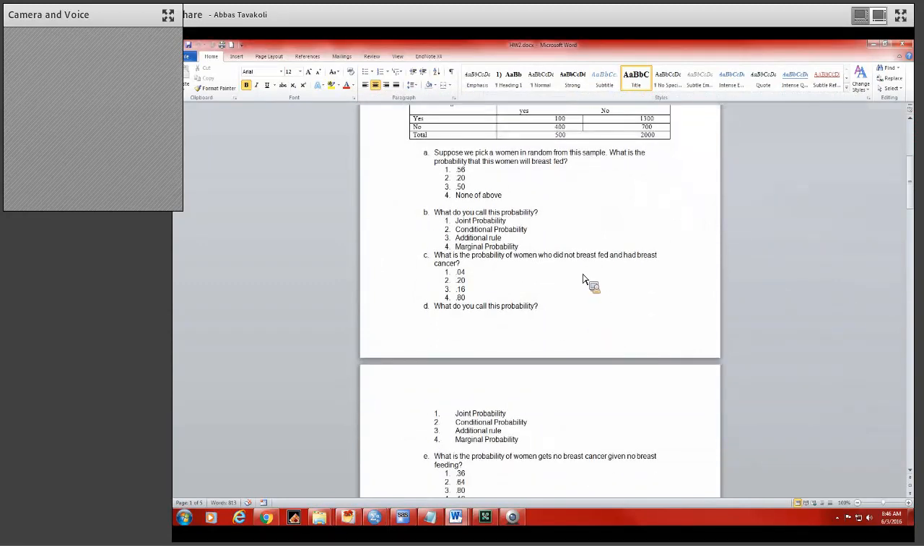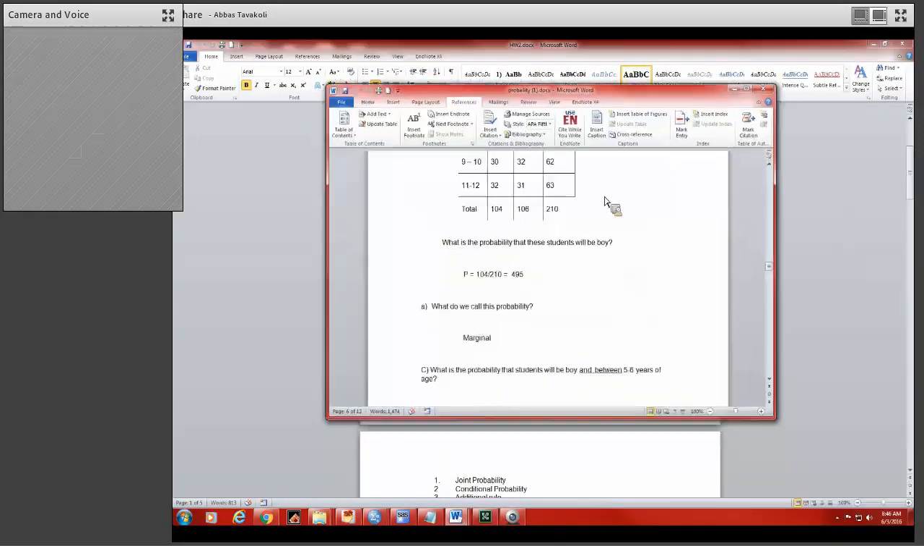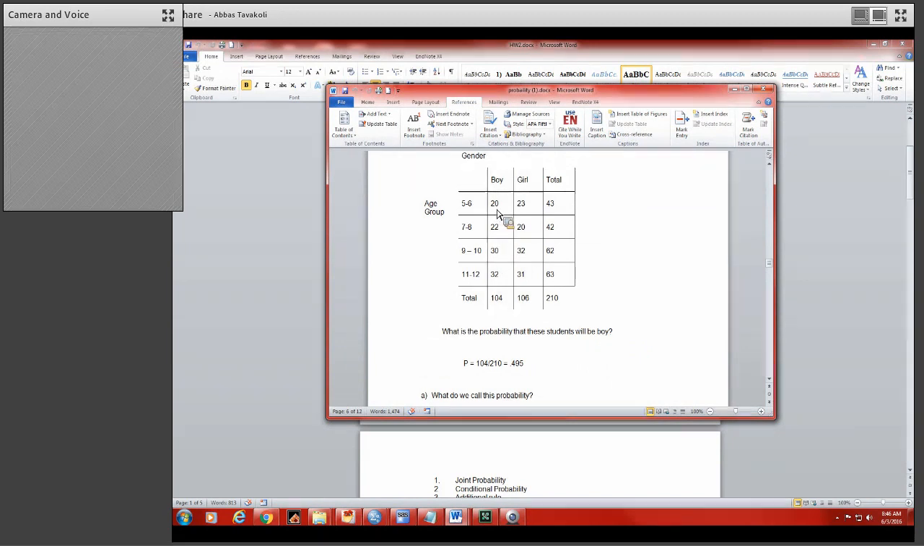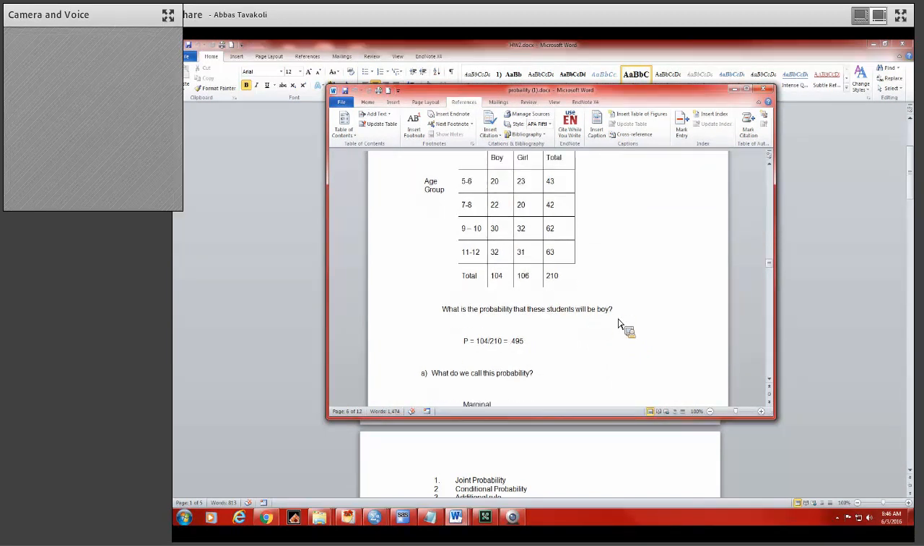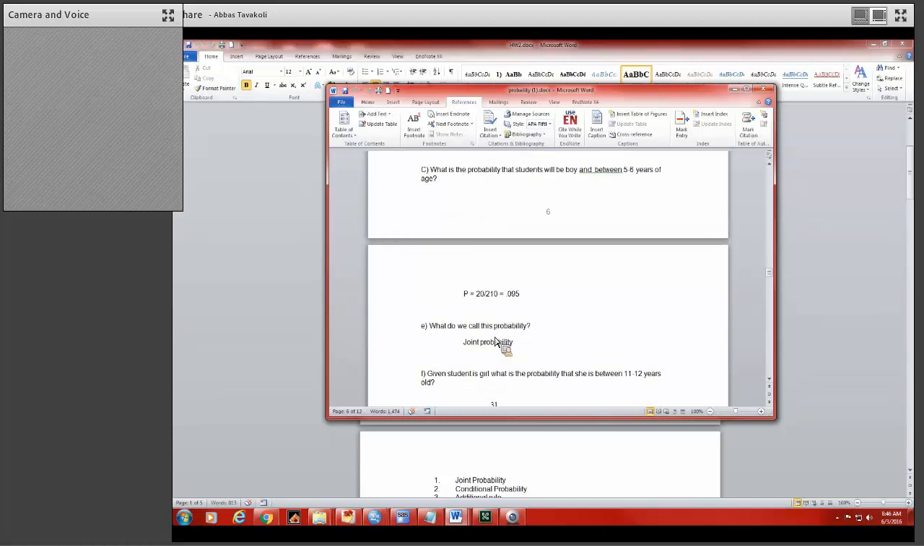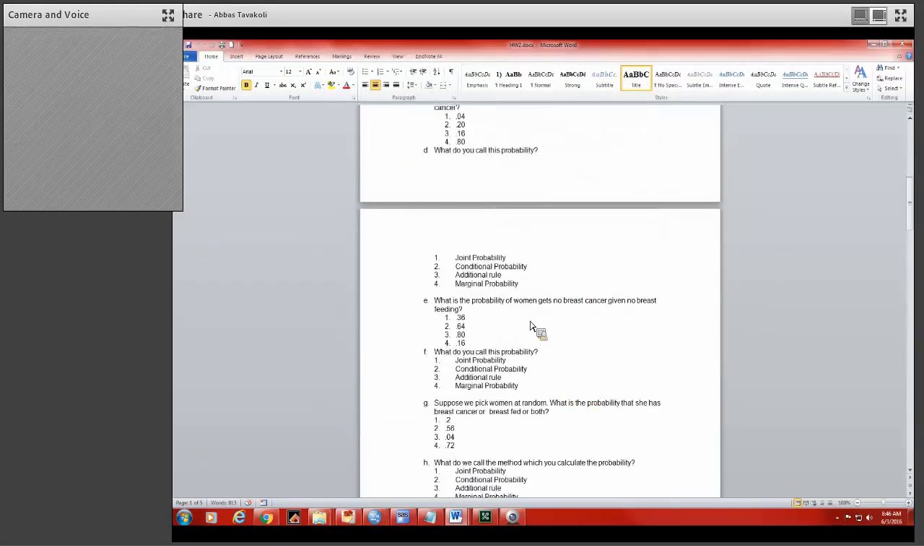So what is the probability woman did not breastfeed and had breast cancer? So you have to look at the intersection. So it's basically the cell probability you're looking. Look at the example again here. What is the probability a student will be boy and between 5 and 6? So you find 5 and 6 and boy, there are 20 of them divided by the total, you get that probability. 20 divided by 210, you get 0.095. And what do we call this probability? This probability is joint probability.